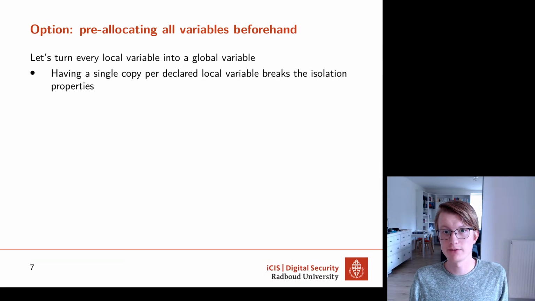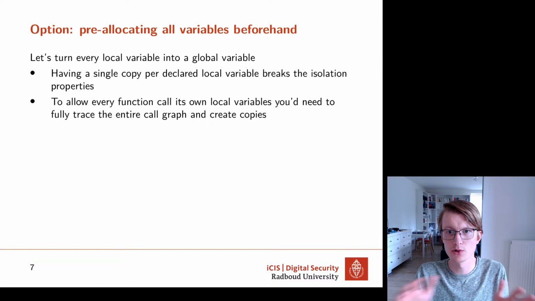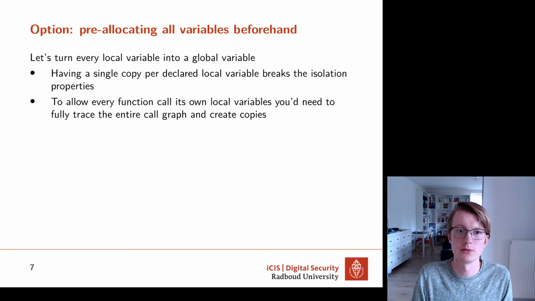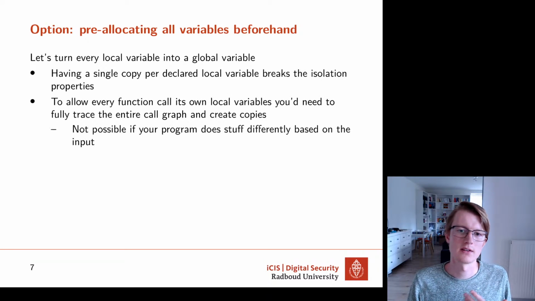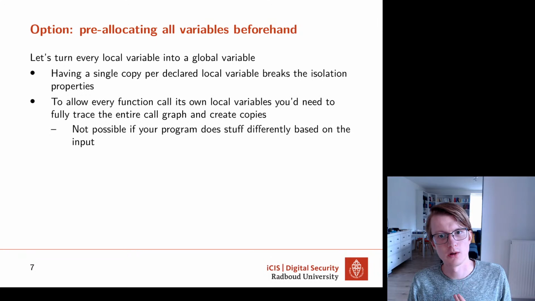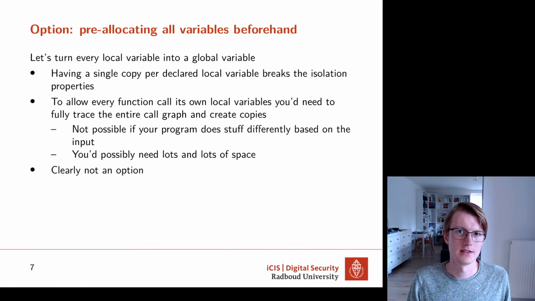So we could, for example, turn every variable into a global variable, but then you have all sorts of isolation issues if you have to make more than one copy, because you need to have each function call have its own version of the local variables. You need to fully trace the entire call graph to make sure that there's no recursion or something, or that the function is being called multiple times throughout this function call tree, and then also create copies, and it costs extra space. It's also not always possible because programs might do stuff differently based on the input, and then it quickly becomes an undecidable problem. Clearly, this is not an option.